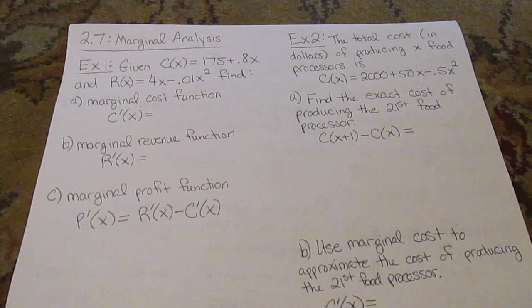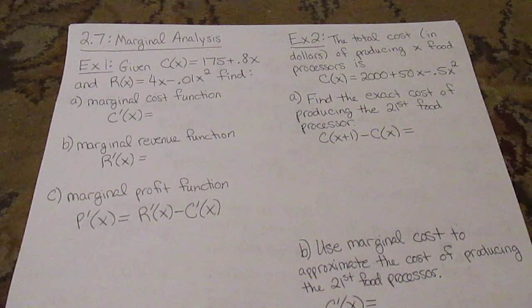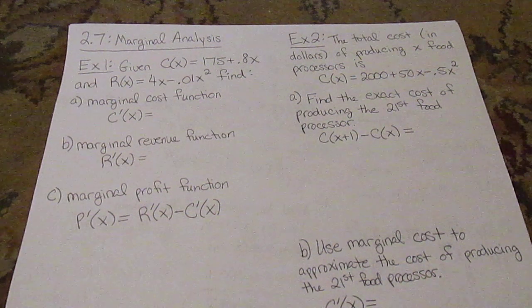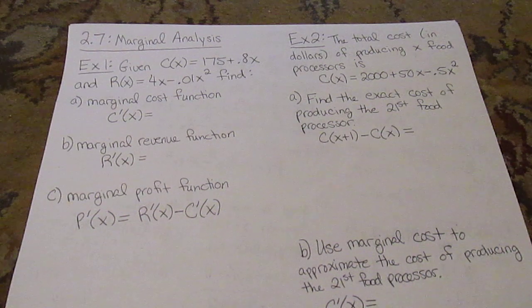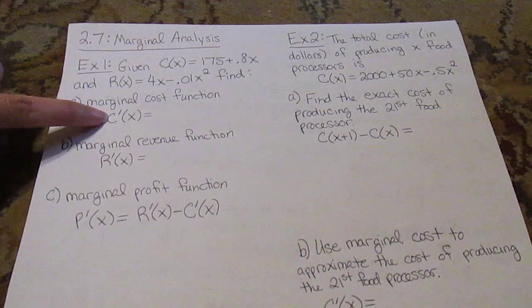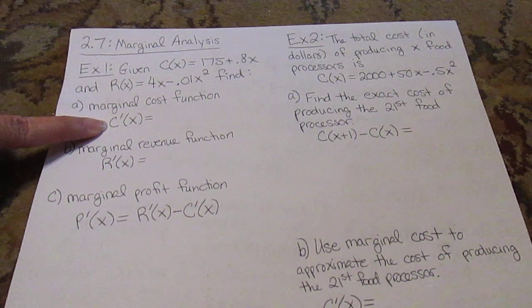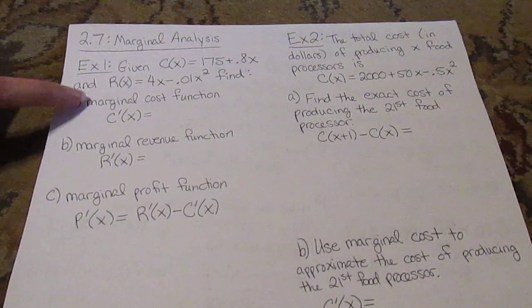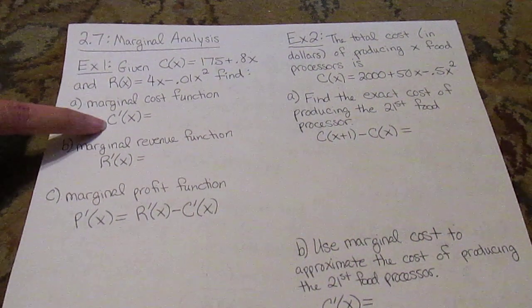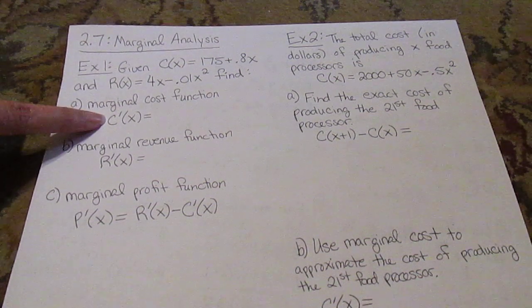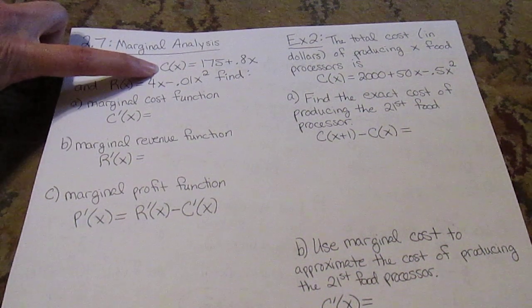Example 1, given C of x equals 175 plus 0.8x, and R of x equals 4x minus 0.01x squared, find Part A, marginal cost function. And as you can see, I wrote down the formula. It's C prime of x. You're just going to take the derivative. Whenever you see the word marginal, that's a hint to take the derivative. So you're going to take the derivative of your cost function up here.